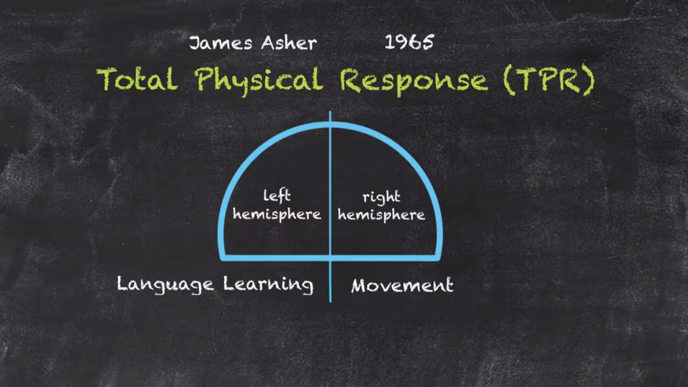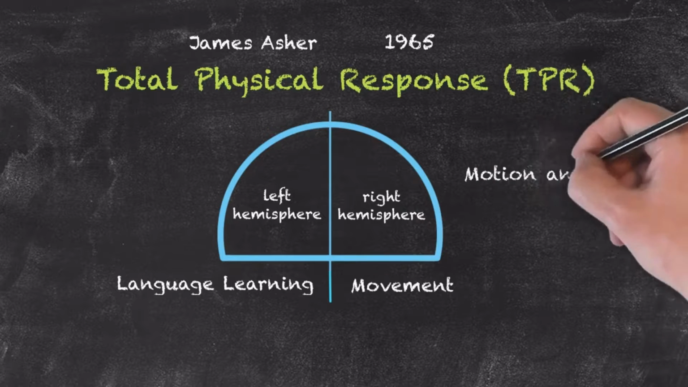And what Asher said was that when we are young, what we tend to do in the way in which we learn language is to use the whole of our brain, whereas formal schooling tends to only use half of it, only the left-hand side. So his idea was to try to introduce movement into the process of learning a language so that we're using the whole brain and therefore doubling the capacity of our learning within that process.